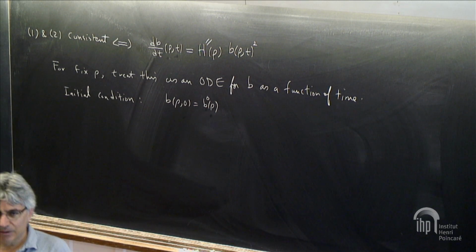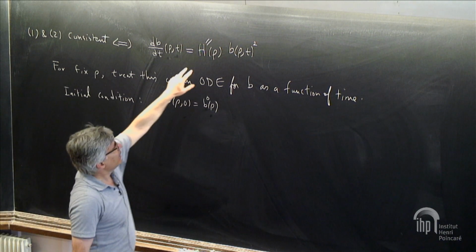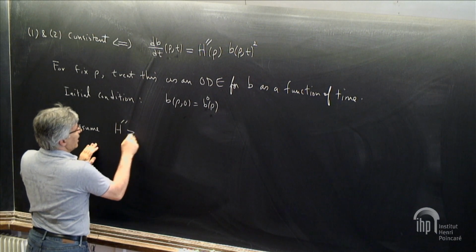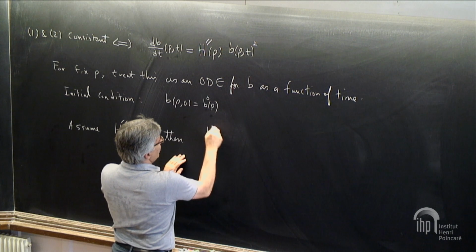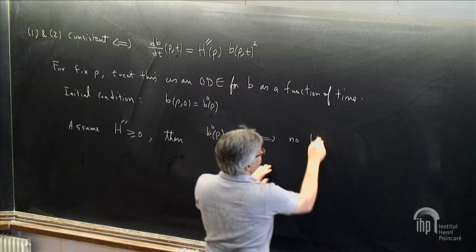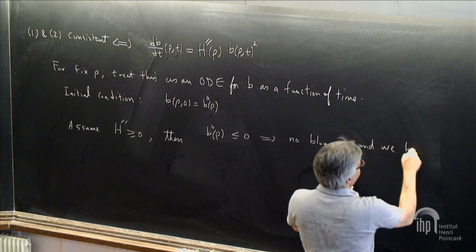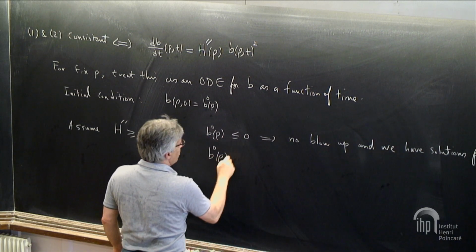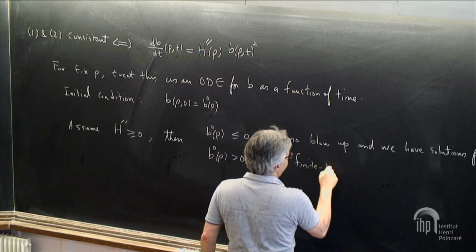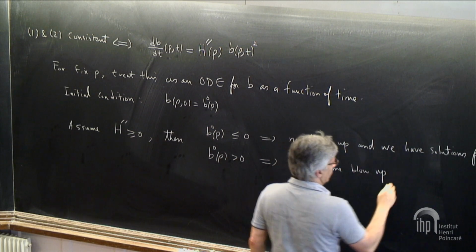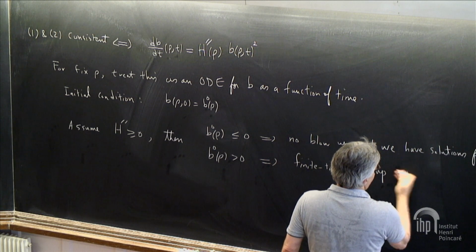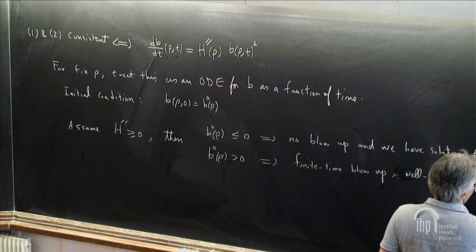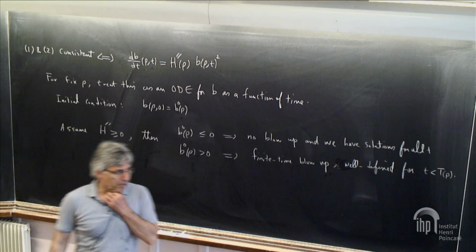And then depending on whether b0 rho is positive or negative, you may have blow up or no blow up. Though for that, I need to make an assumption on the sign of this. So assume this guy is not negative, then if b0 rho is non-positive, no blow up, and we have a solution for all times. And if b0 rho is positive, then finite time blow up. Okay, so things make sense. So well defined for finite time. That's what we observed last time.